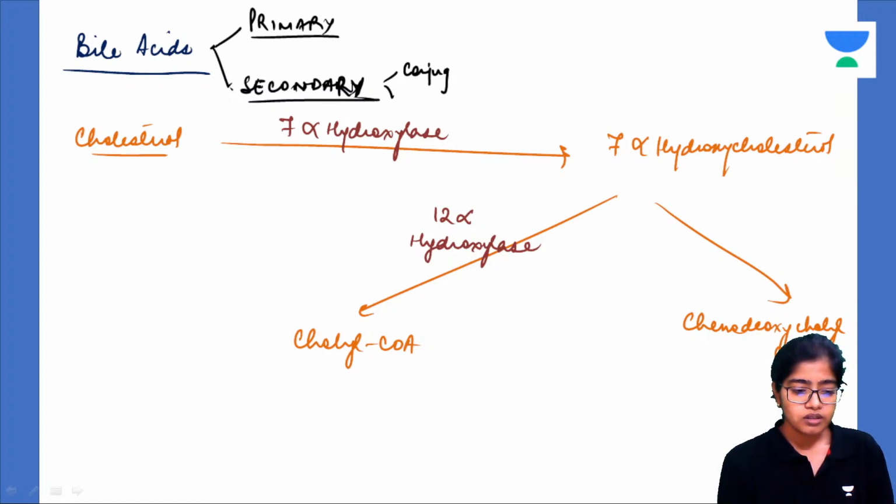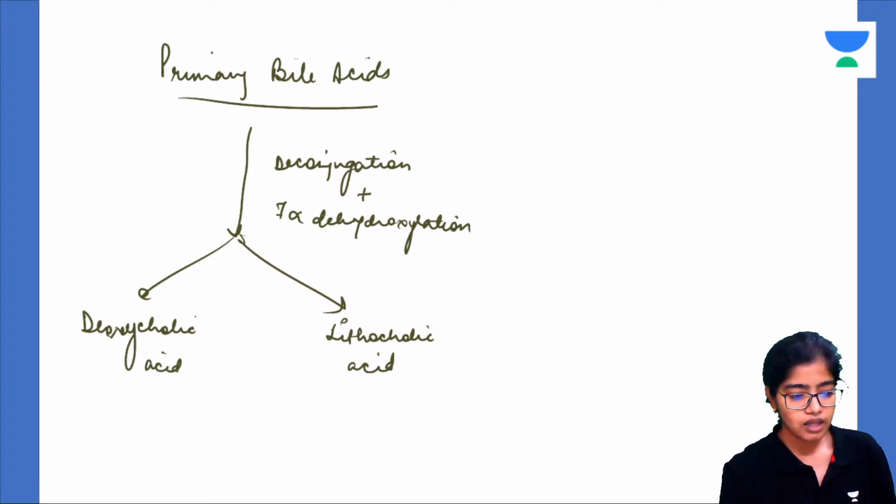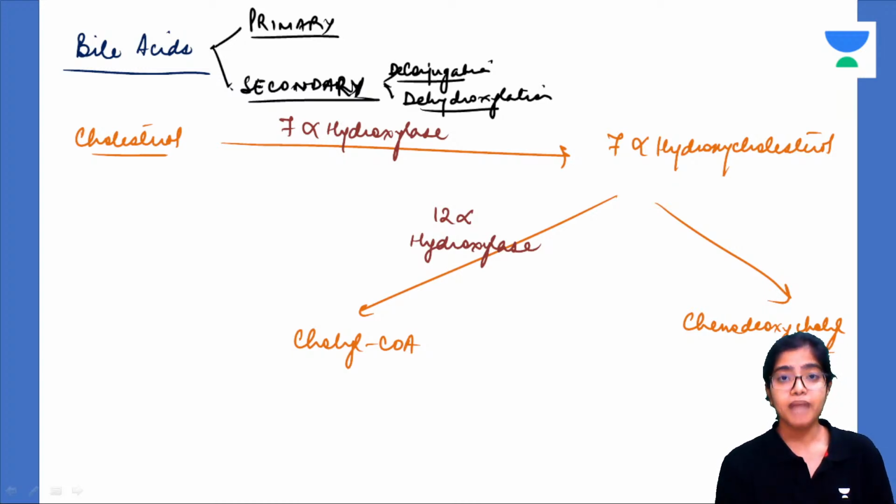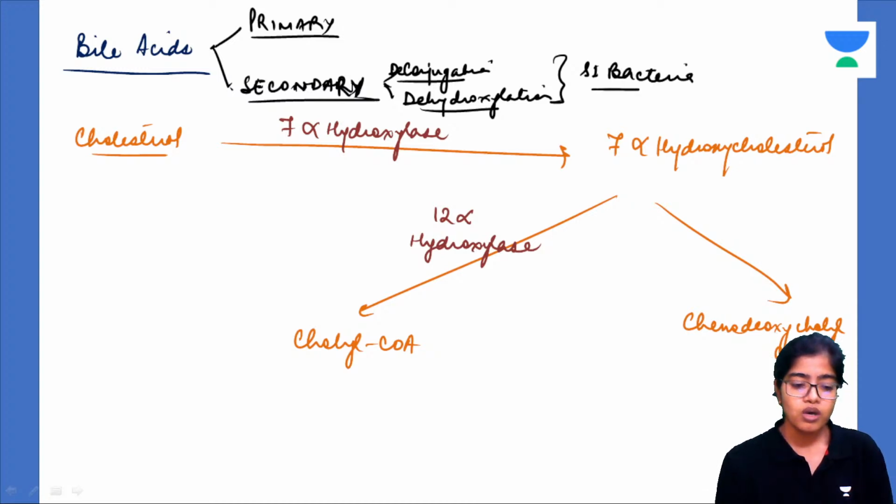The small intestinal bacteria act on the primary bile acids and perform, alright, we are going to learn about this. It causes not conjugation, but deconjugation and dehydroxylation. The small intestinal bacteria cause deconjugation and dehydroxylation of the primary bile acids to form the secondary bile acids. What do they do? Deconjugation and dehydroxylation.